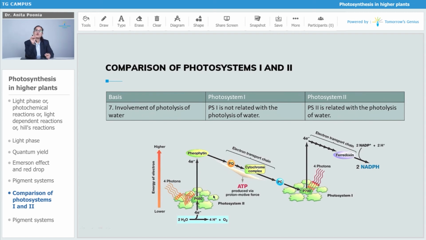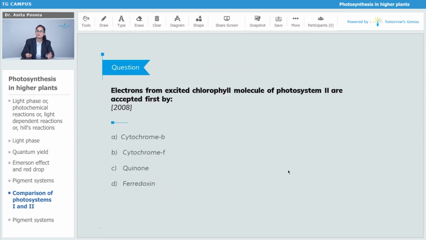When we talk about the involvement of photolysis of water, photosystem 1 is not related to the photolysis of water, whereas photosystem 2 is definitely related to the photolysis of water. Now we come to another question: electrons from the excited chlorophyll molecule of photosystem 2 are accepted first by, is it cytochrome B, cytochrome F, quinone, or ferredoxin? What do you think is the answer? The answer here is C, quinone.